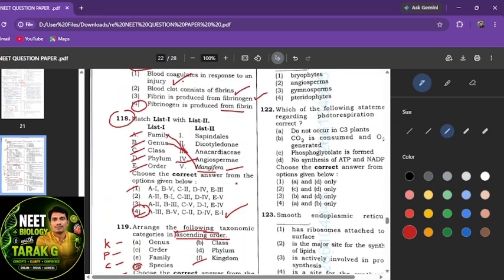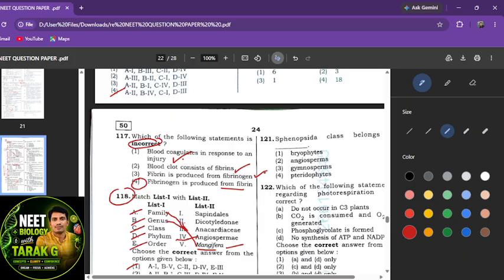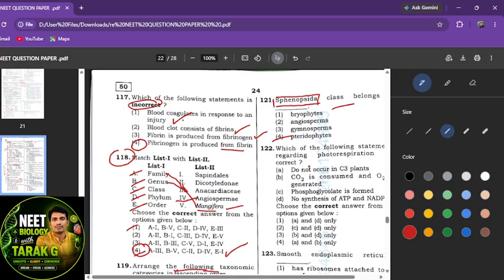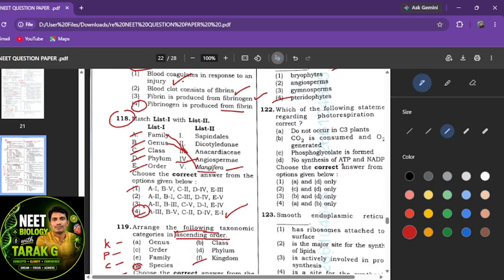121, we'll go for the 121 question. See here, Sphenopsida. Here is the question they asked: the class belongs to Sphenopsida, that's the pteridophytes. Which of the following statements regarding photorespiration is correct? They ask photorespiration. Here C and D only. C and D is the answer. Right?